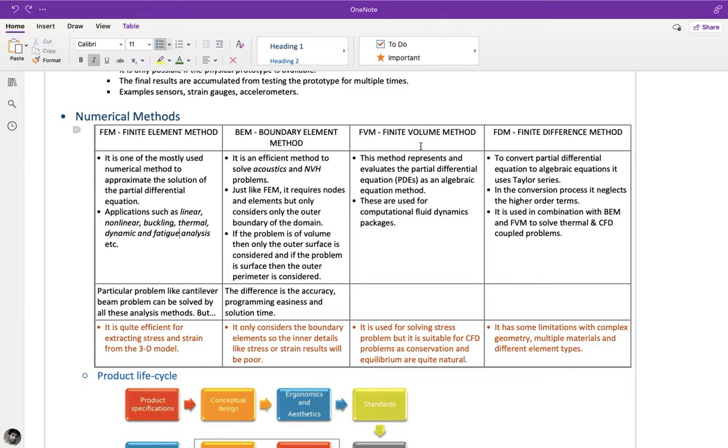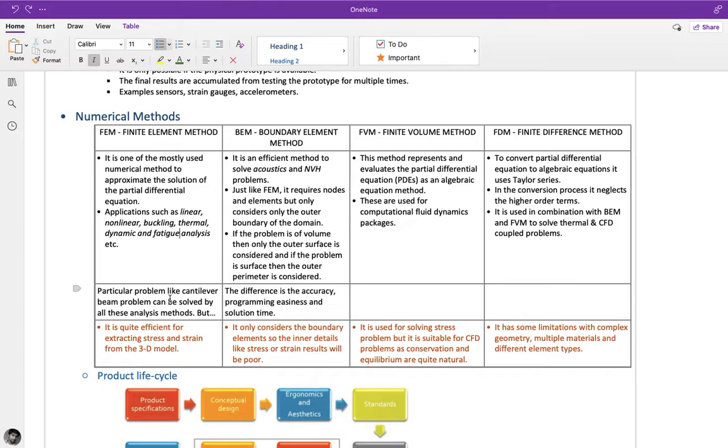In the finite volume method, this method represents and evaluates the partial differential equation as an algebraic equation. It's used for CFD packages. And the fourth one is FDM. It does the same thing. It converts the partial differential equation to an algebraic equation using the Taylor series. But the difference is that during the conversion process, it neglects the high order terms, and it is basically used in combination with the boundary element method and finite volume method to solve thermal and CFD coupled problems.